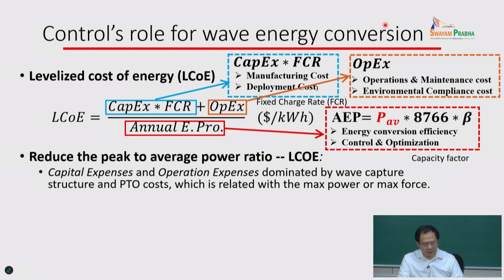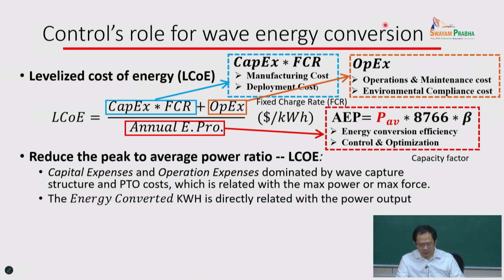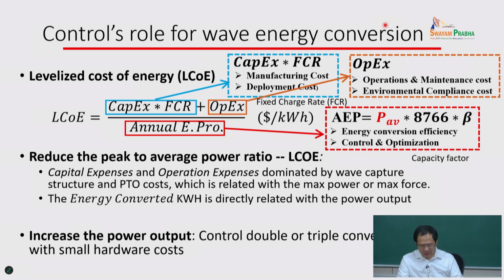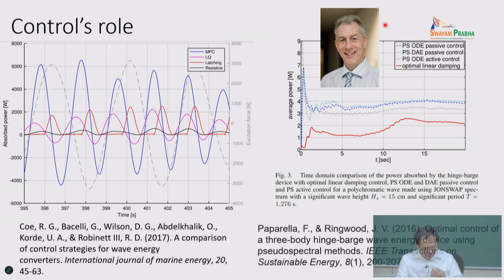Now you can use control to reduce the peak-to-average ratio, right? Since all the structures and all the power electronics are designed for the maximum load, you don't design for the average, right? So if you can reduce the peak, then you can reduce the cost. And also, with control, you can increase the power output in kilowatt-hours, and in that way you can reduce the LCOE.